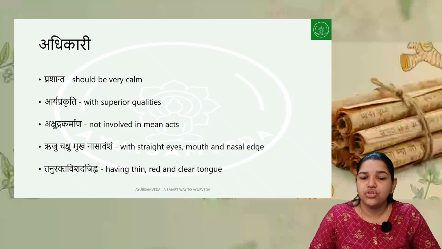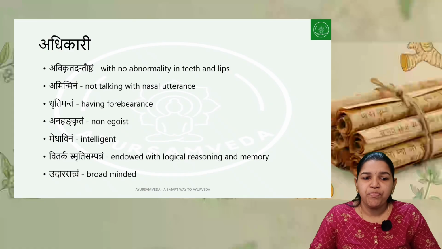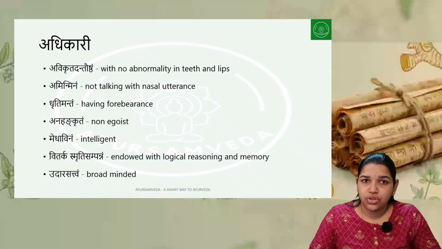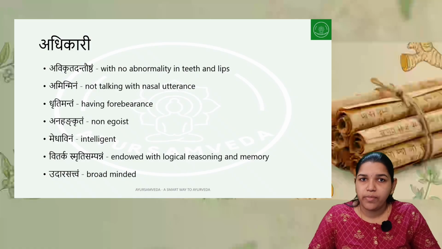Akshudra Karmana, he should not be involved in any mean activities. Riju, Chakshu, Mukha, Nasa Vamsham, he should be having straight eyes, mouth, nasal edge. That means he should not be having any deformities. Tanurakta Vishada, Jihva, that again the physical abnormalities should not be present, has been explained. Avigrida Danda Oshtam and Aminminam, talking should not be like any abnormalities should not be present.